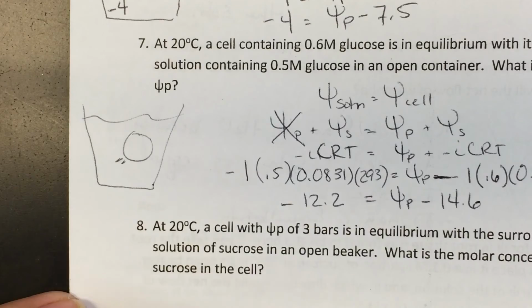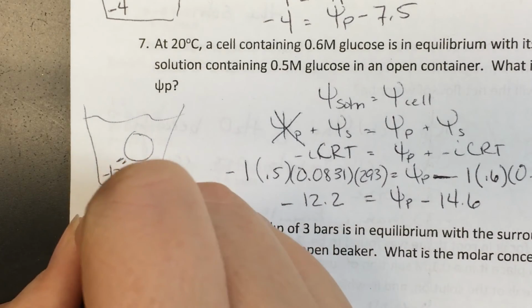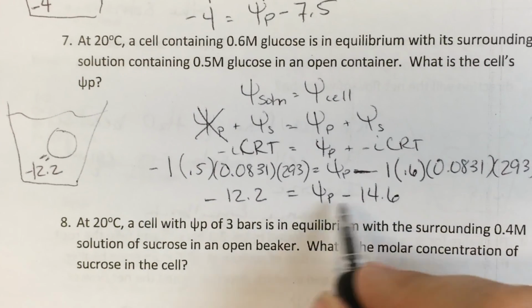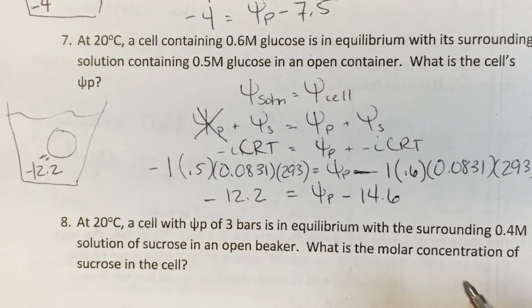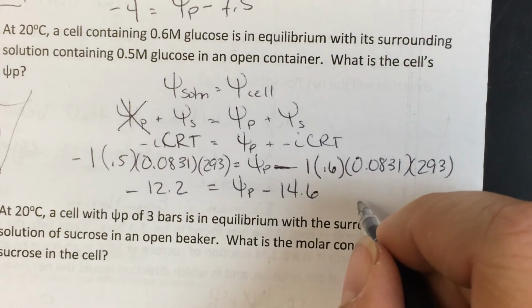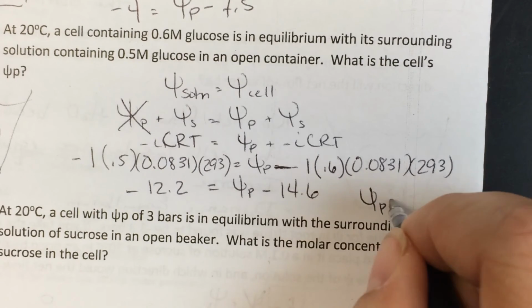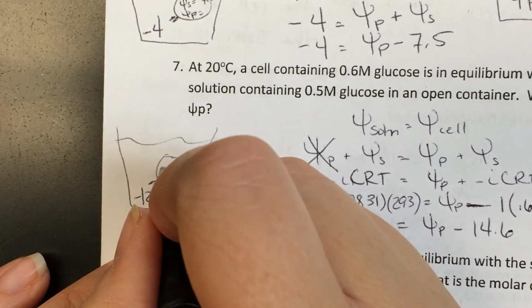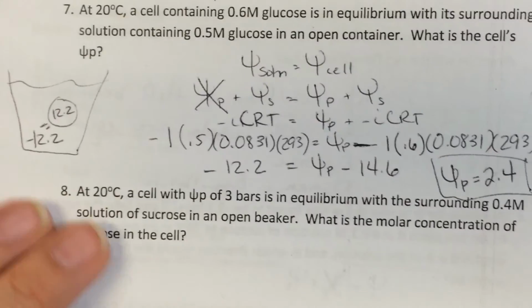So if I know externally in my solution it is negative 12.2, I need the internal to be the same. So my psi p value, in order for the total to equal negative 12.2, has to be 2.4. So psi p equals 2.4. That way, the solution is negative 12.2, and the cell is negative 12.2 overall.